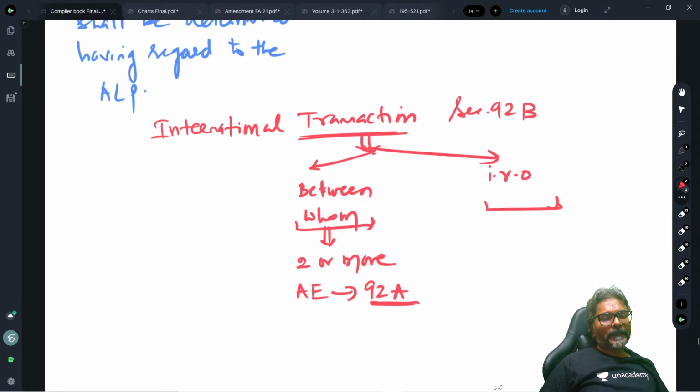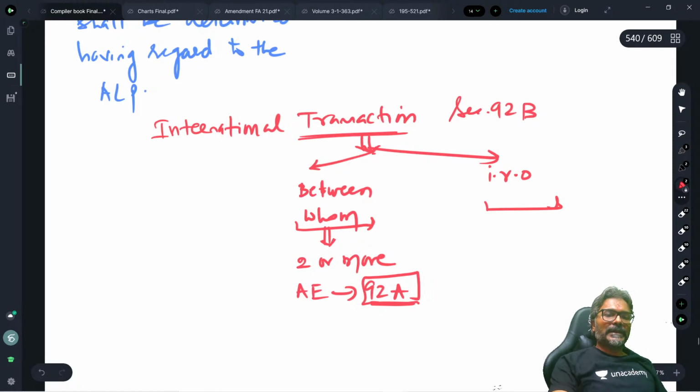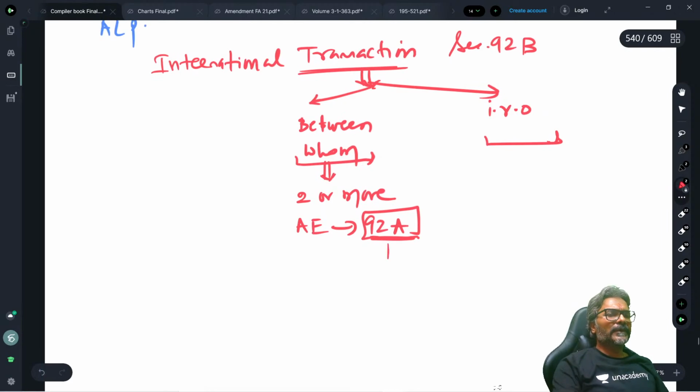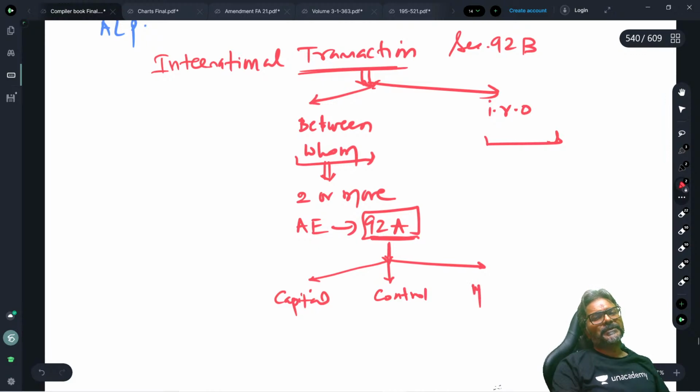So in this context, students, between two or more associated enterprises, that is section 92A. Now 92A, students, we will discuss as and when the question arises. I'm not going to do it right now. As far as the definition of associated enterprise is concerned, broadly they have given you three categories: the capital based relationship, second is the control based, and the last one, students, is the management based.